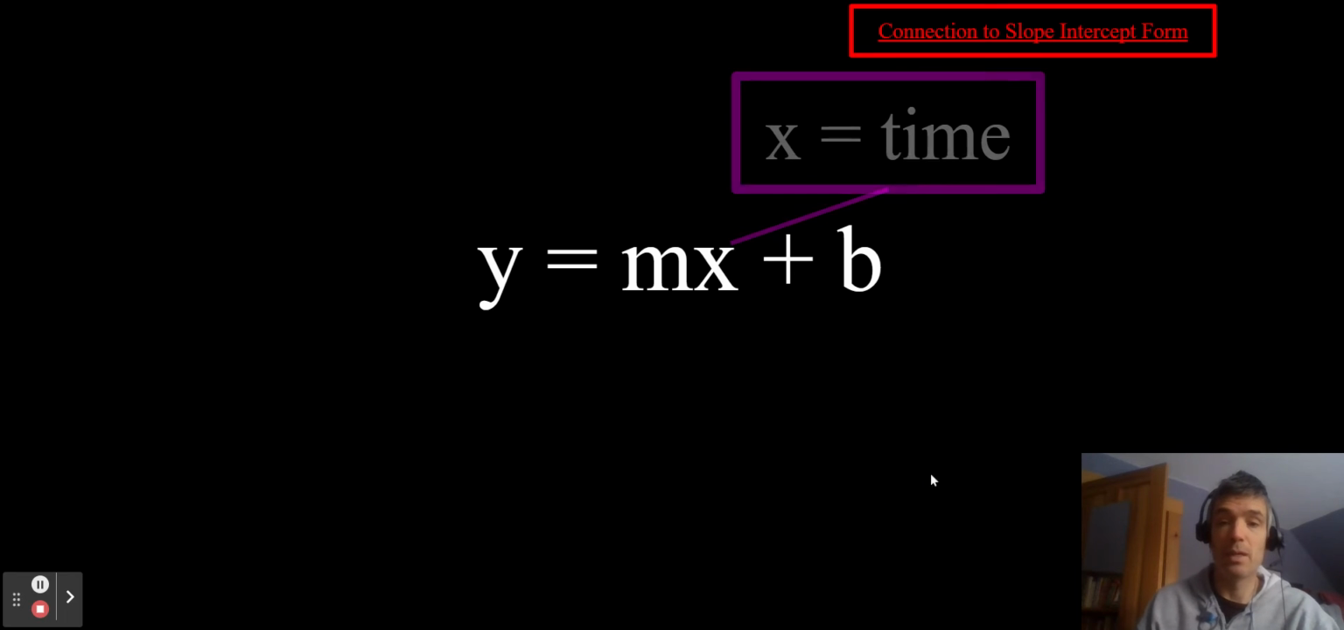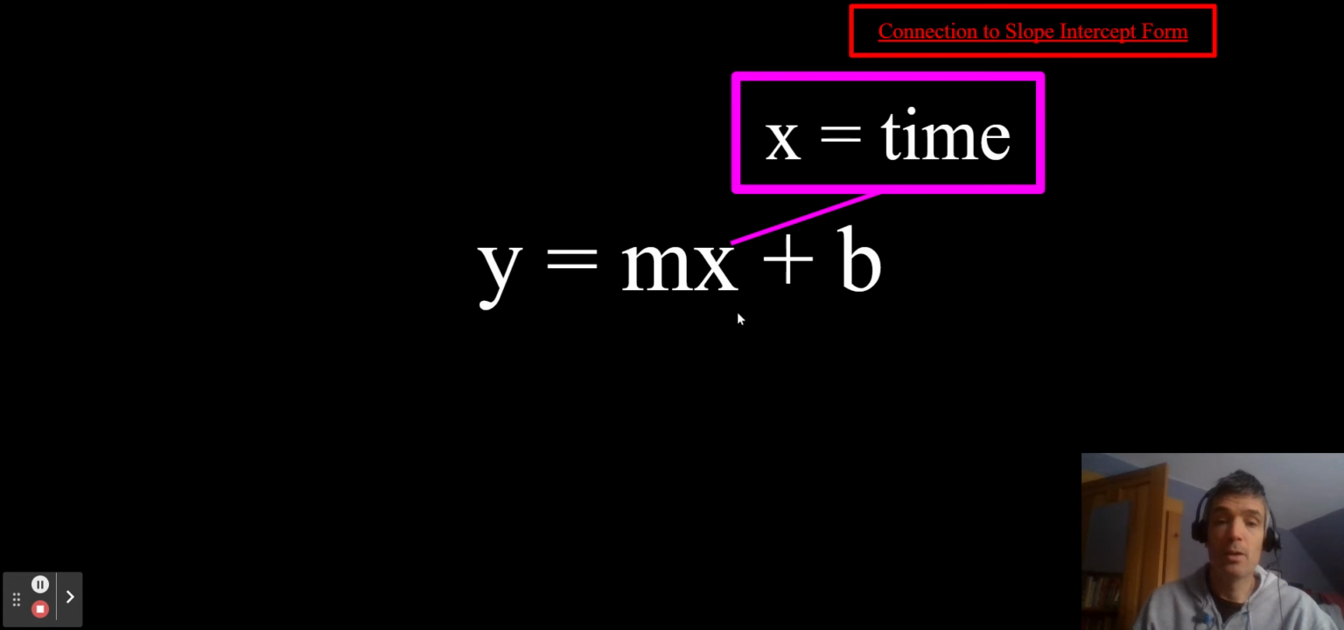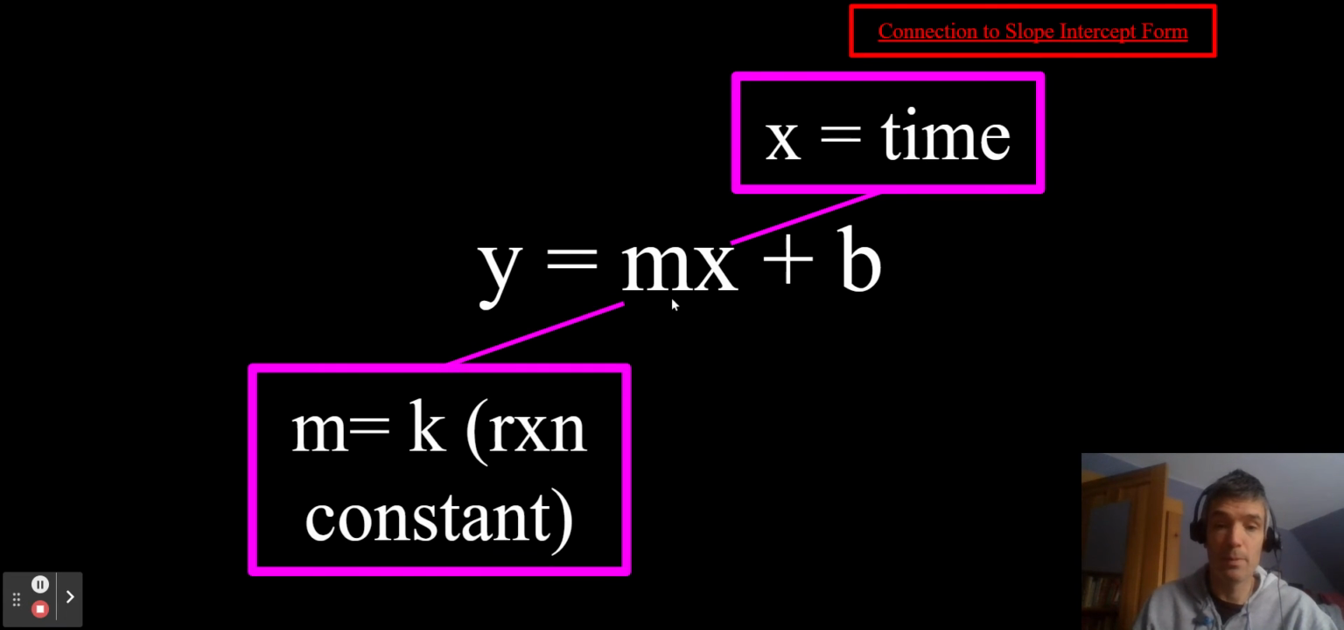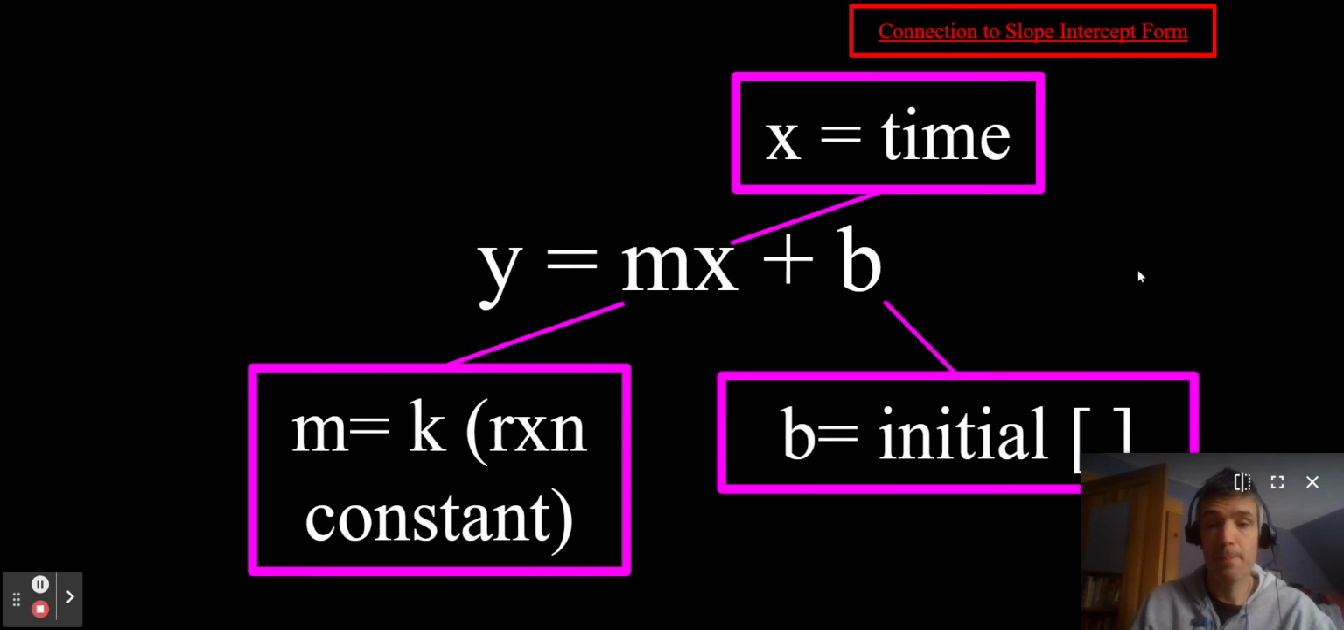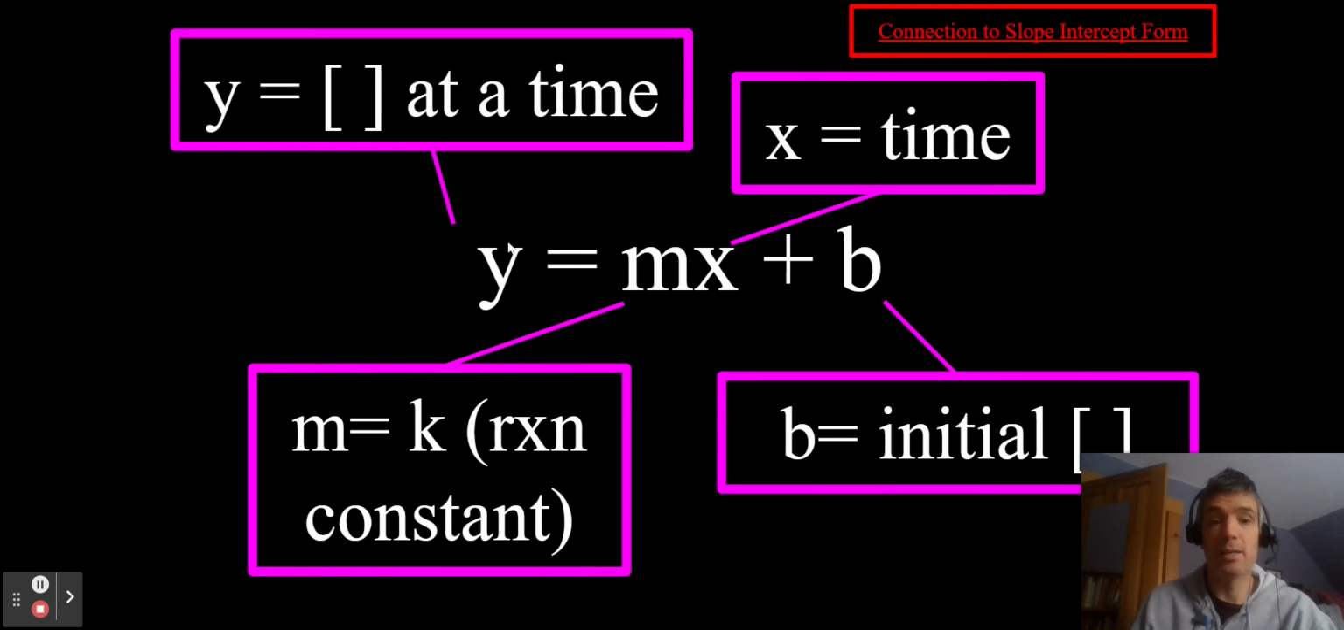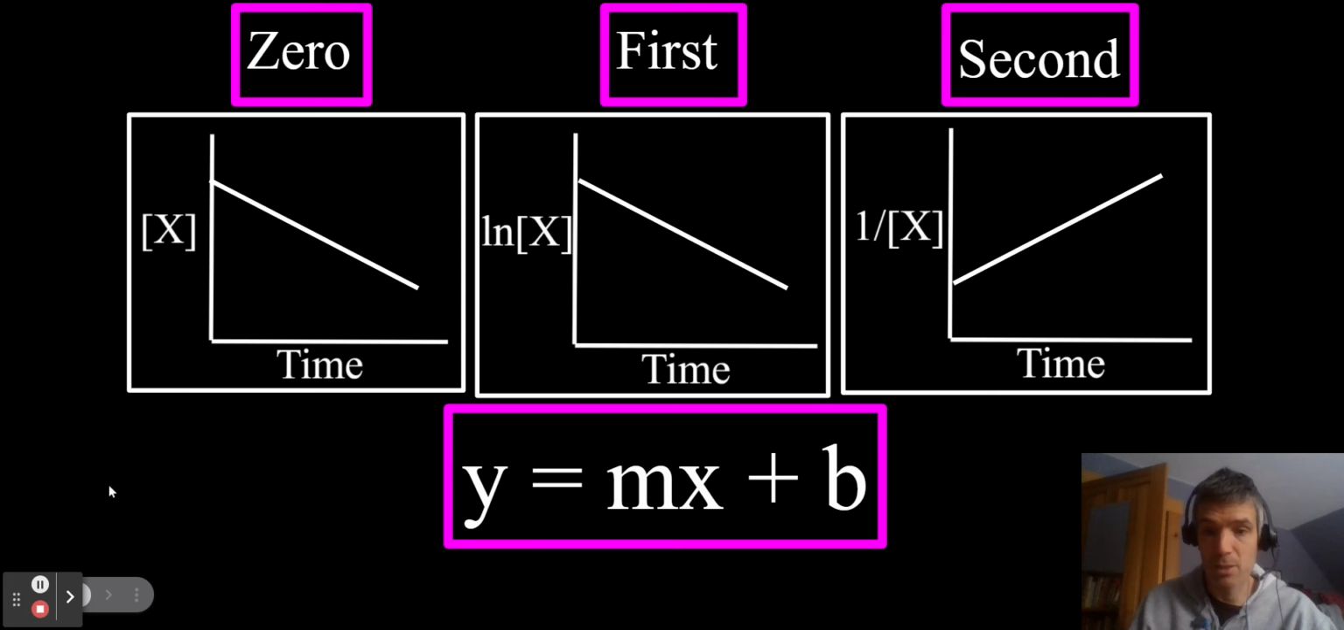Your x value is going to be your time variable. Your m is going to be your slope of the line. It's going to be your reaction constant. Your b is going to be your initial concentration. And your y is your concentration at a certain time. All right, there you go. Now this is going to apply to all three of those graphs on the last slide. It applies to all three of these.